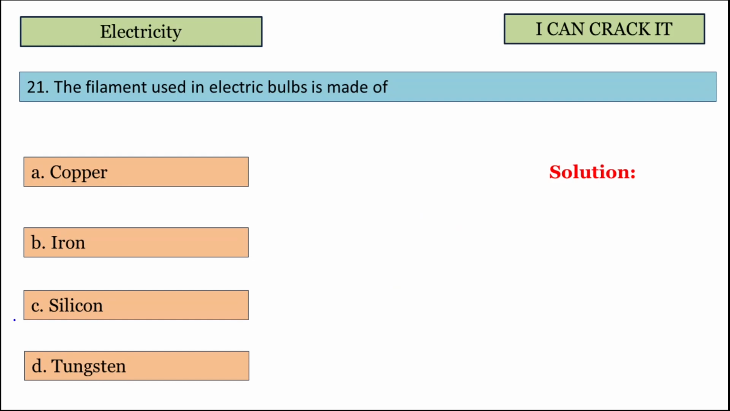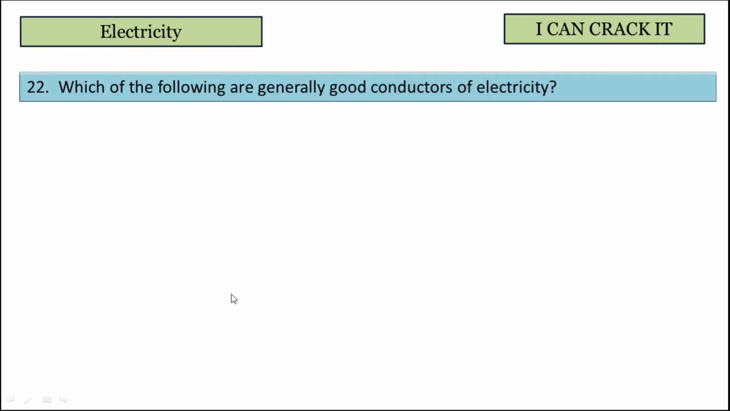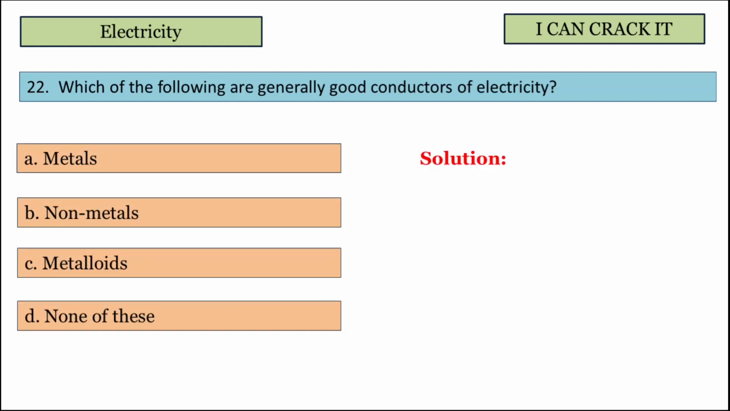The filament used in electric bulbs is made of. So what's the option? Generally the bulbs use which filament to light? Option D, tungsten. Right. Tungsten is the filament which you use generally in the bulbs. Right. Let's see the 22nd question.